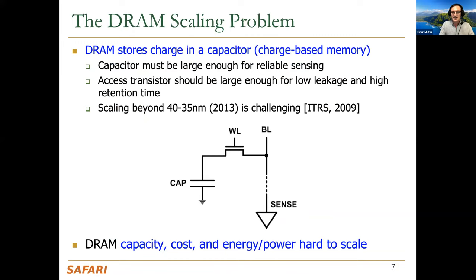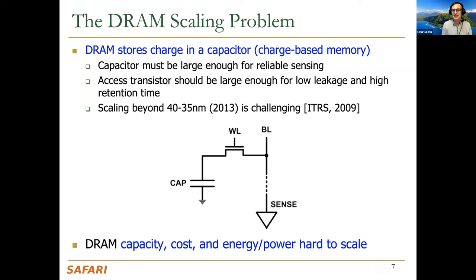And we argued that we were focused especially on the DRAM technology. DRAM is the prevalent main memory technology. It's essentially used in all computers that have main memory today. And if you look at DRAM, it's a charge-based memory technology. It stores charge in a capacitor. And this capacitor must be large enough for reliable sensing. And the access transistor must be large enough for low leakage and high retention time. And as you reduce the size of the circuitry, both of these properties become more difficult to maintain. So you get higher leakage, and you have basically lower retention times as well. So you'll have sensing issues as well.